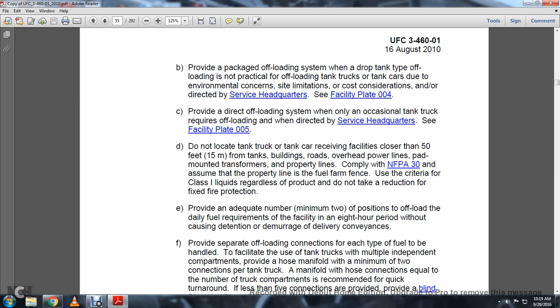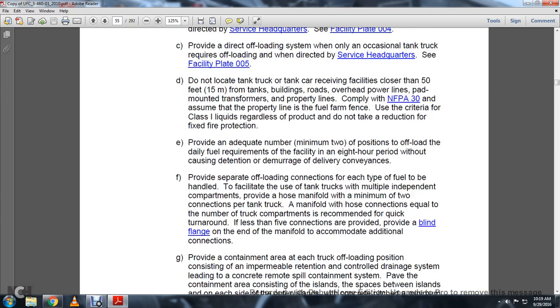Do not locate the tanker truck or the tanker car receiving facilities closer than 50 feet from the tanks, buildings or roads. For overhead power lines, padded mounted transformers and property lines, comply with NFPA 30, assuming the property line is with the fuel farm fence. They use the criteria for the class 1 liquids.